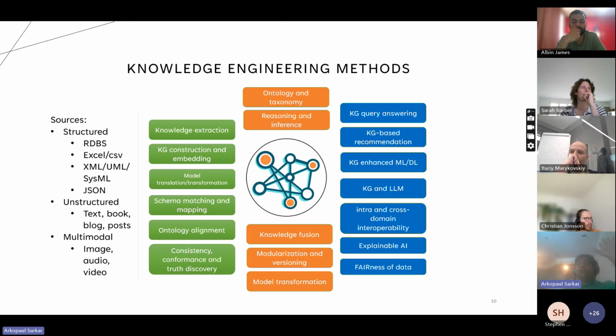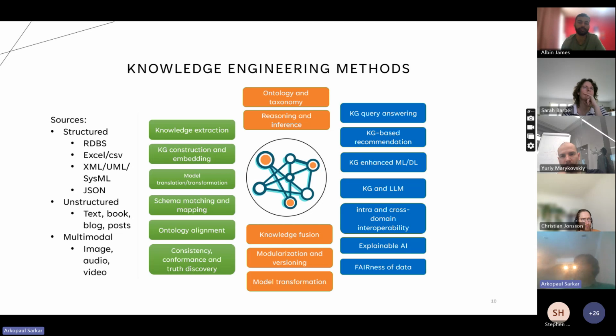To generate the knowledge graph, there are several methods, and I'll mention some of them. I have listed them here. Basically, how do you extract knowledge? How do you clean up the knowledge? How do you validate that your knowledge graph is consistent? How do you transform the model? All of this. Now, once your knowledge graph is there, of course, you can do some other things.